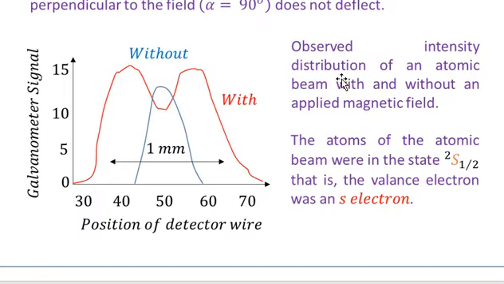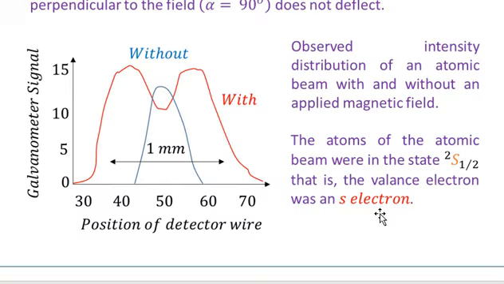So observe the intensity distribution of an atomic beam with and without an applied magnetic field. The atoms of the atomic beam were in the state 2S1/2. That is, the valence electron was the s electron. And you know that when we have the s electron, the orbital angular momentum is equal to 0. We have only the quantities which are related with the spin, the spin angular momentum and the spin magnetic moment.